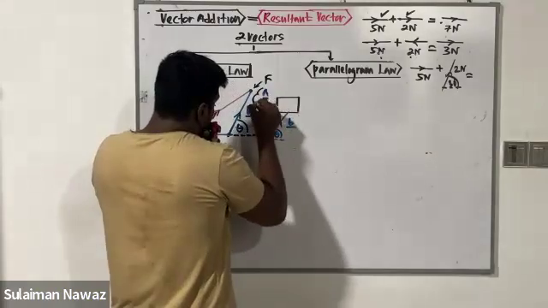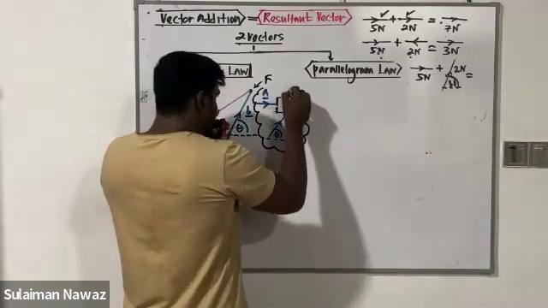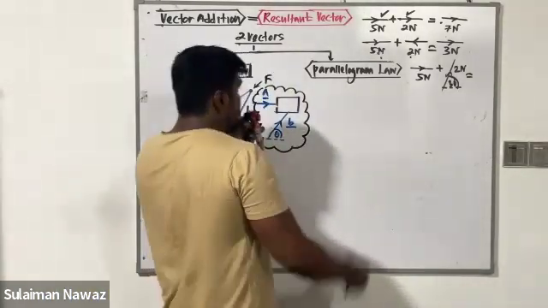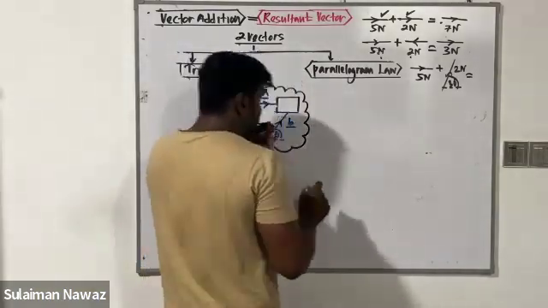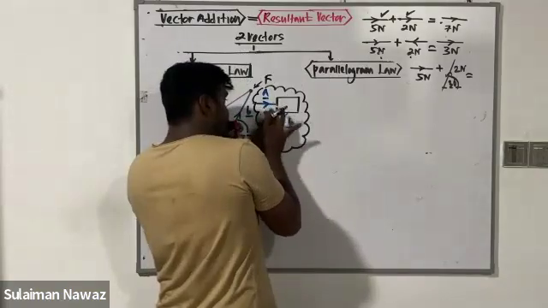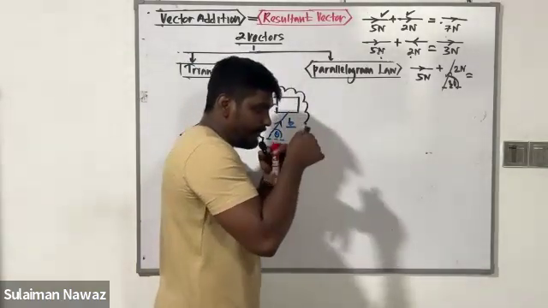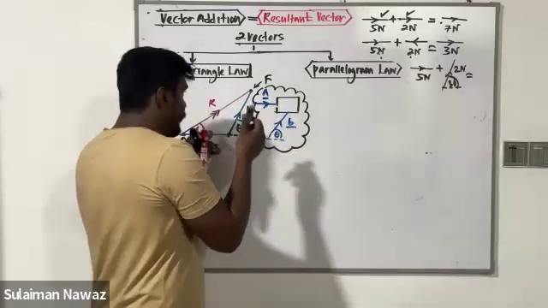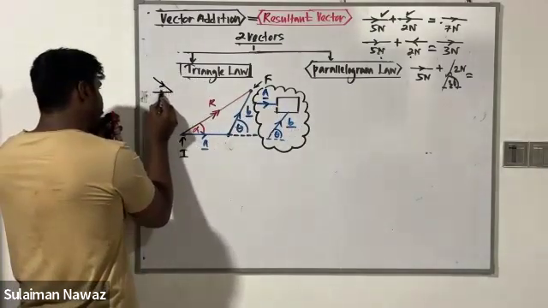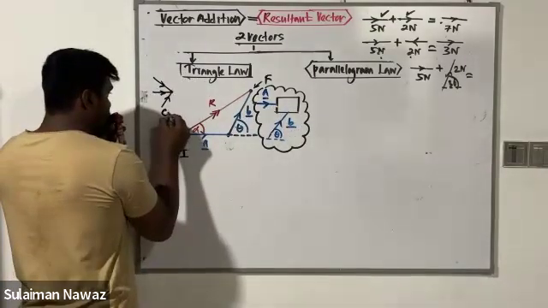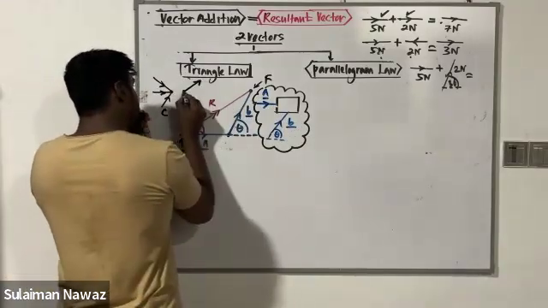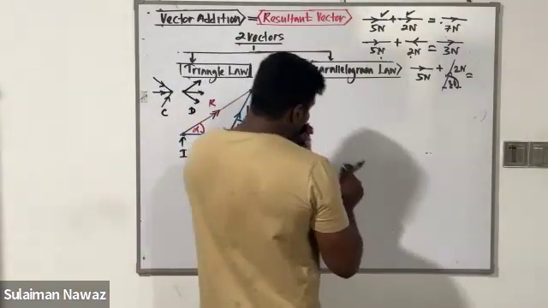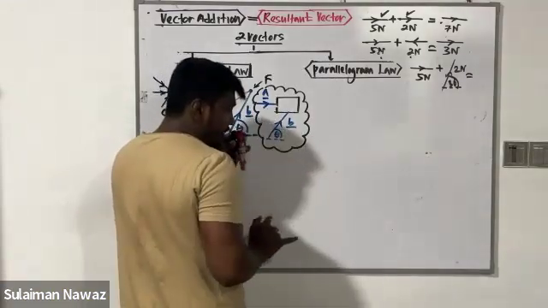Now, the parallelogram law. If there are two vectors, you can use the triangle law and find the result. If not, the parallelogram law says that if there are two vectors, vector A and vector B, represent these two vectors in a diverging way. Converging means coming to one point. Diverging means leaving from the same point, leaving from one point. This is diverging, right?